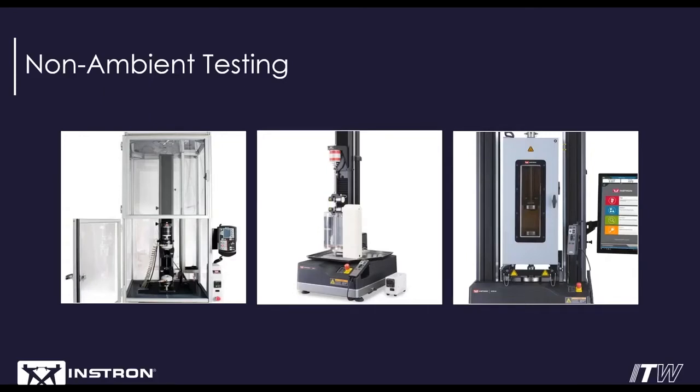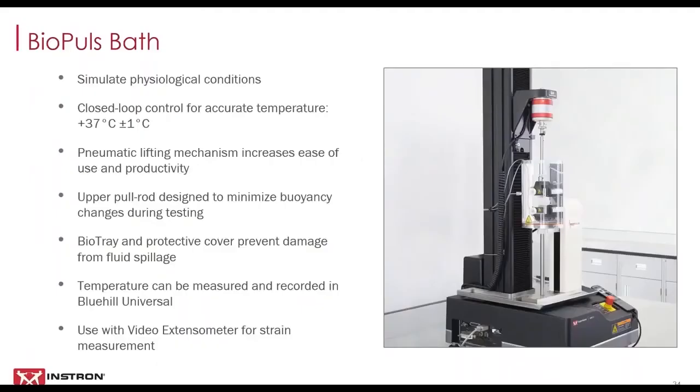Many medical devices that are inserted or implanted into the body require testing in a physiological state. Often this requires testing in the solution, but other times temperature testing in air controlled at 37 degrees C is sufficient. One solution for in vitro testing on both single column and table model systems is the BioPulse bath, which allows users to simulate physiological conditions by testing in saline solution or distilled water at 37°C.